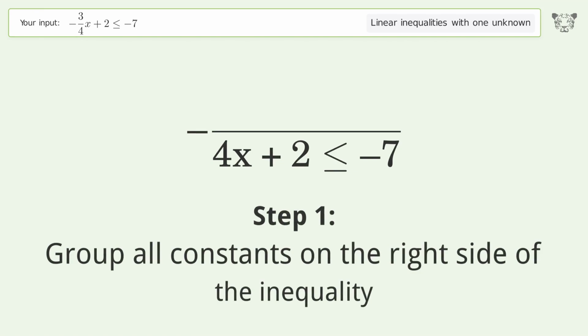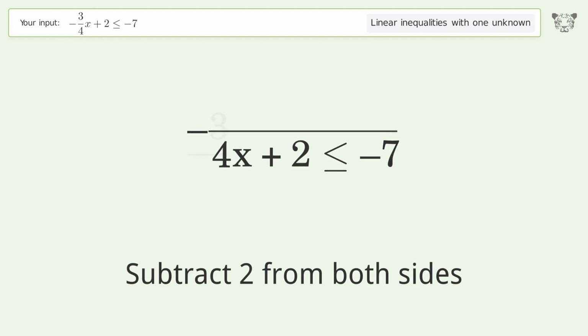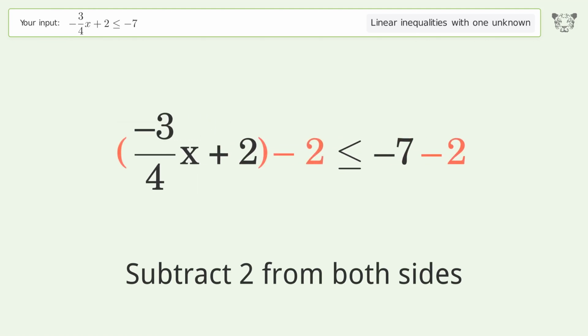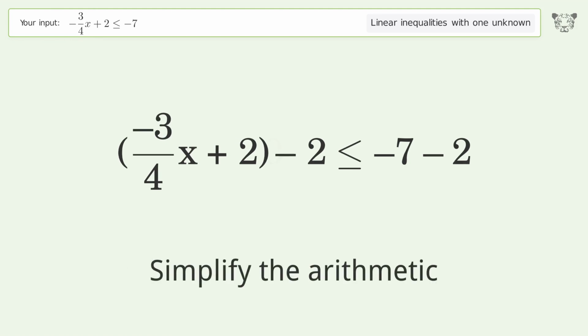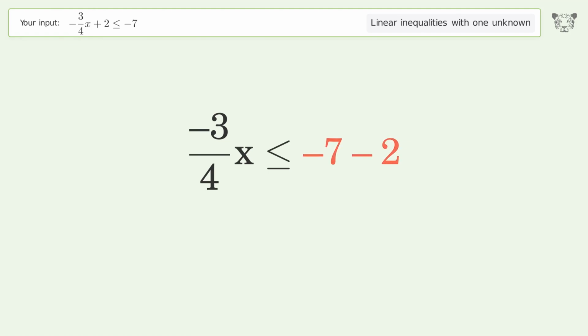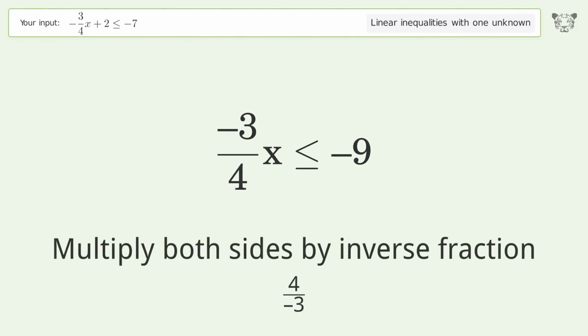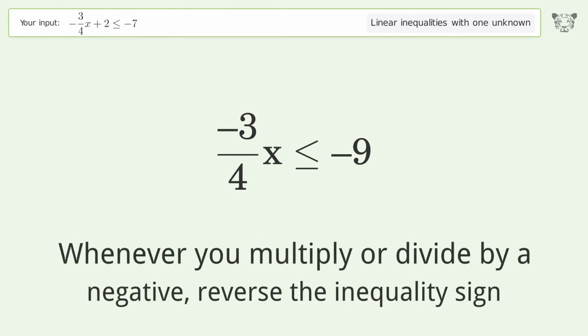Group all constants on the right side of the inequality. Subtract 2 from both sides. Simplify the arithmetic. Isolate the x. Multiply both sides by inverse fraction 4 over -3. Whenever you multiply or divide by a negative, reverse the inequality sign.